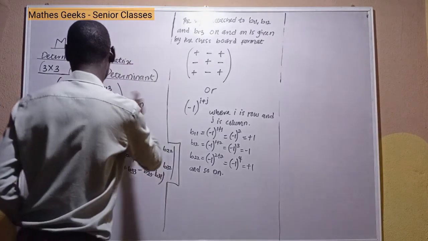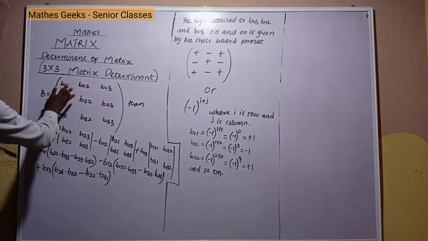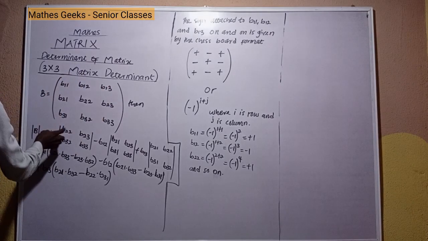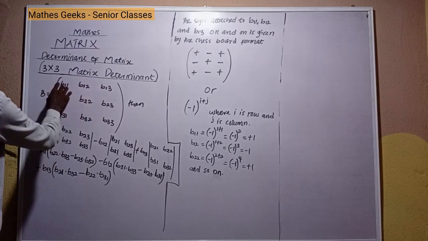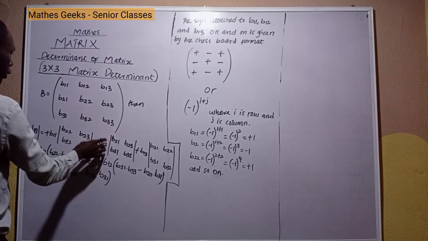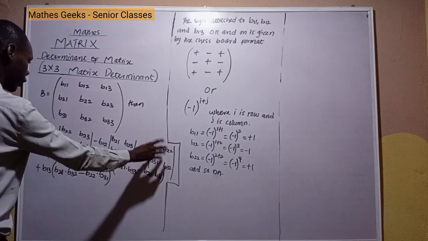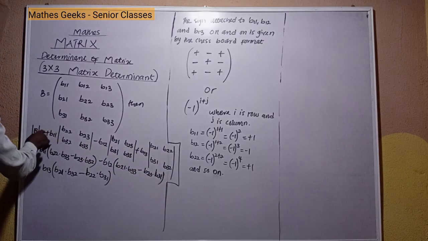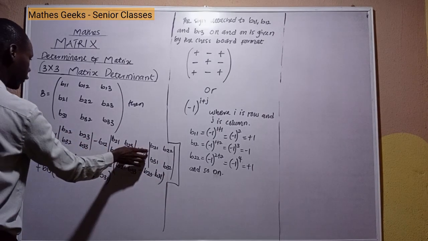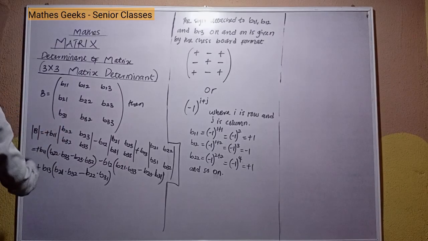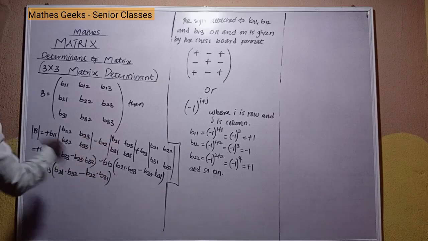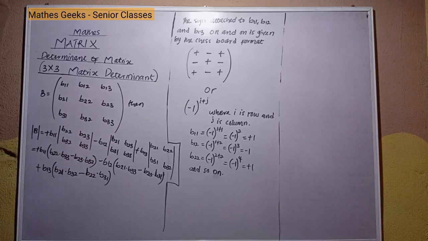If you look at it critically, you discover that the first row was factored out. First row: B11 is here, B12 is here, B13 is here, and then we have a 2 by 2 matrix in determinant form. And then there are signs attached to each of the factored entries. So how do we arrive at these signs, and why do we have it like this? Generally, this is the format on how to go about finding the determinant of a 3 by 3 matrix.